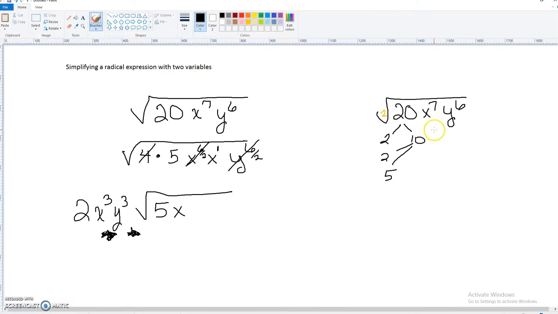Now, with my x's, I'm going to separate them all out. So I'm going to do x, x, x, x, x, x, x. 1, 2, 3, 4, 5, 6, 7. And I'm going to do the same thing for my y's.